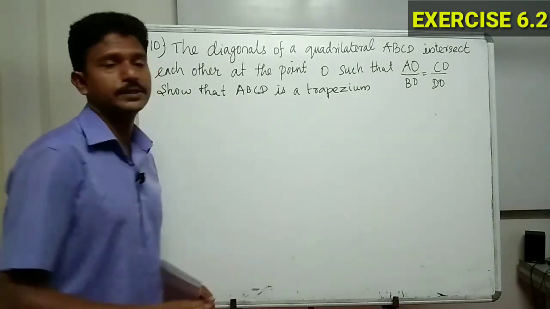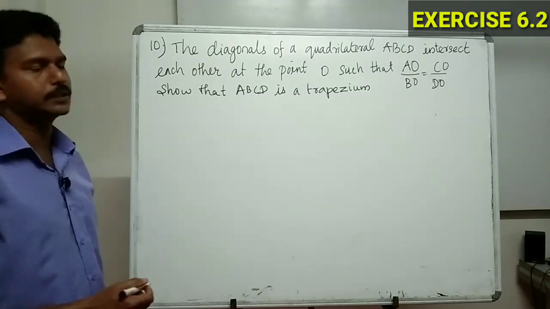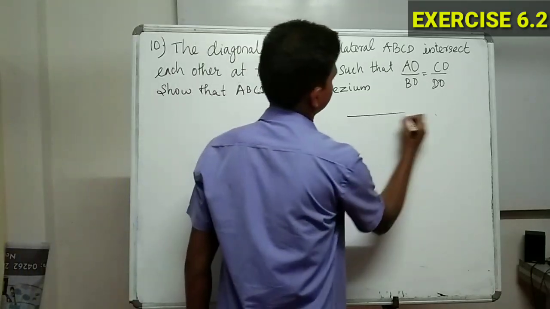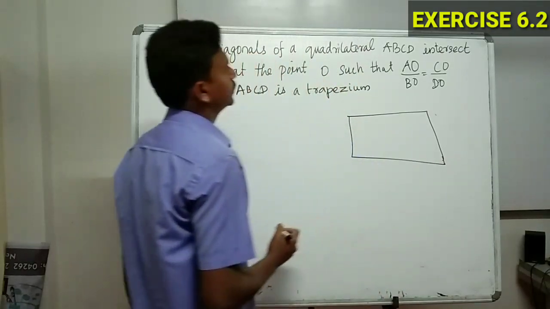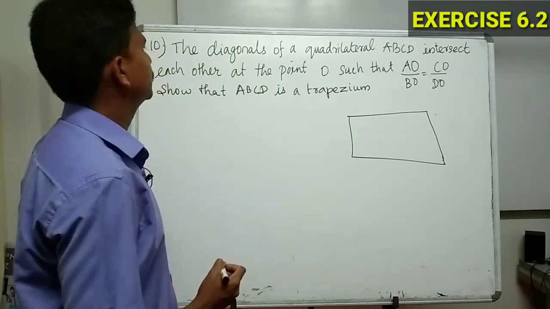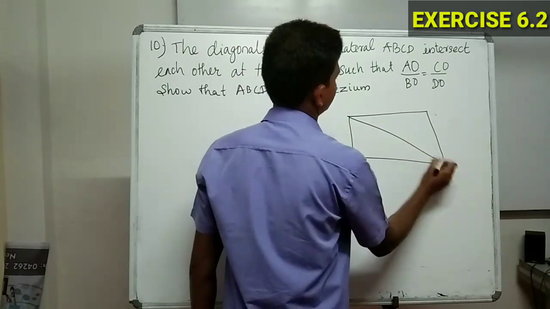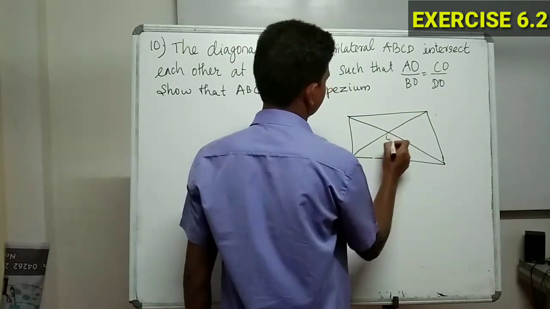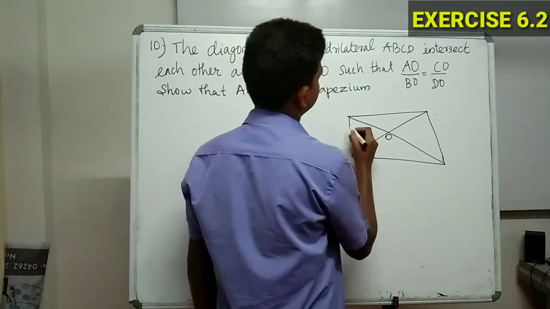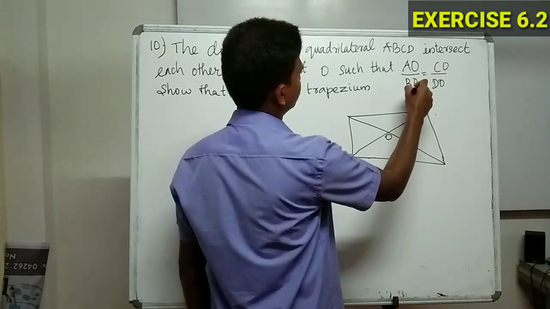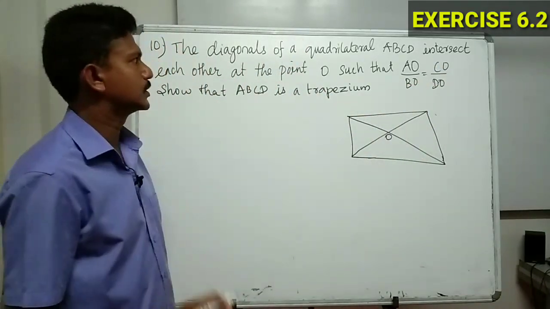Here there is no picture we can draw. It is given that ABCD is a quadrilateral, so we have to write a four-sided figure whose diagonals intersect each other at O. So you say that here is O, such that AO by BO is equal to CO by DO. Show that ABCD is a trapezium.